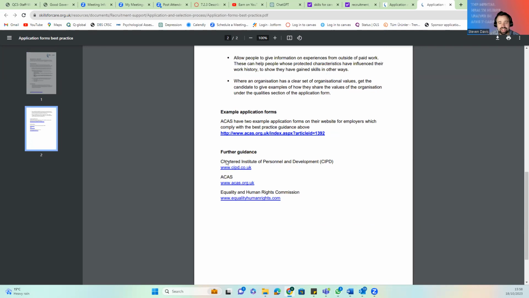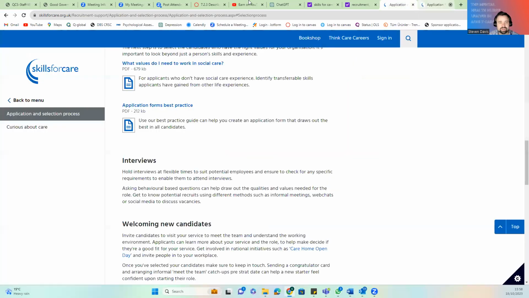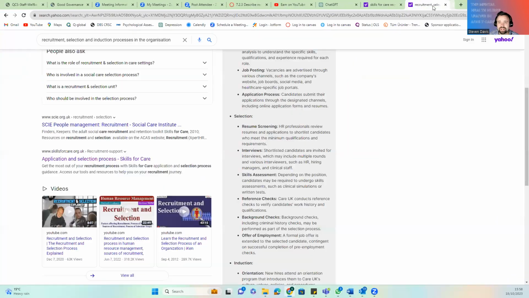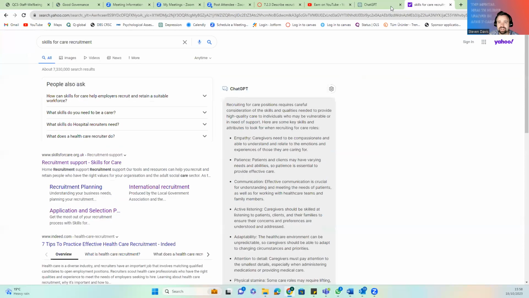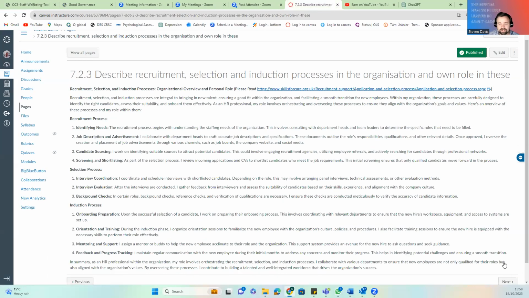Now, again, on here, they have got some guidance. So ACAS is a government website that's able to help with recruitment and retention of staff as well. So they give you the legal aspect of everything. So bear that in mind. Right, so that's recruitment and selection.